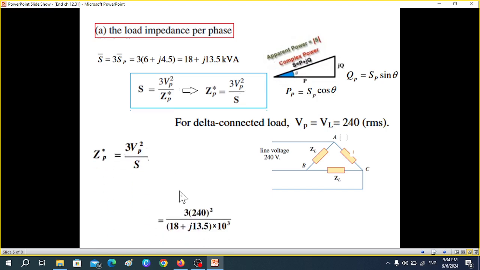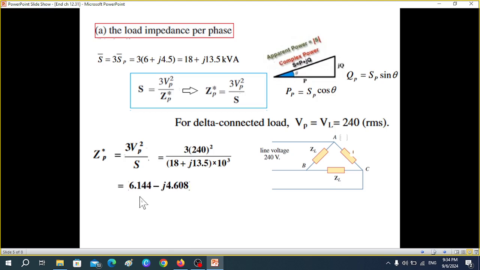So plugging in the values, this is 240 squared, this value 18 plus J13, and for kVA we multiply by 10 raised to the power 3. Solving, we get this answer 6.144 minus J4.608. Now remember, this is ZP conjugate. We have to find ZP.